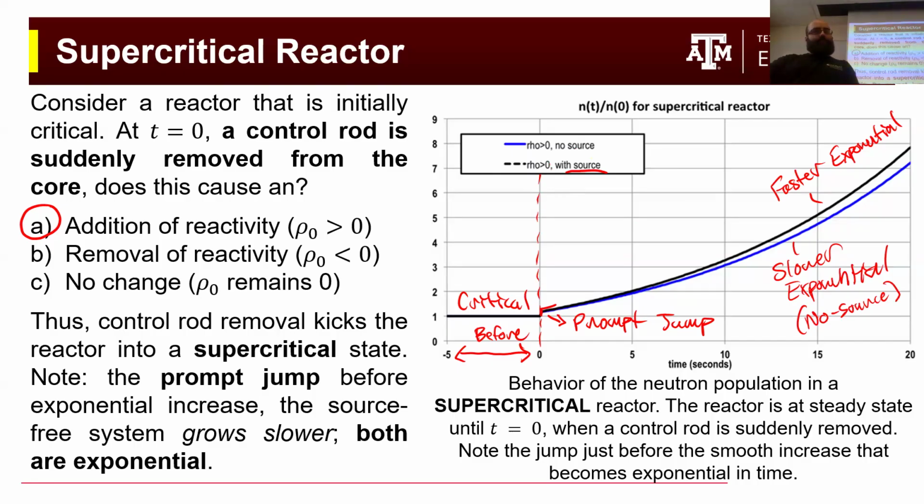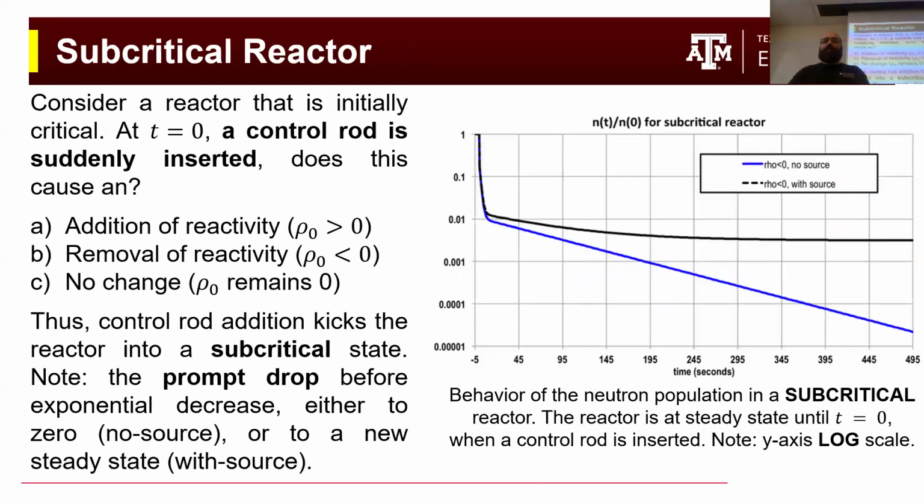And then the next natural thing to consider is a reactor that is subcritical. So again, initially at time 0, we're critical. The axis is kind of messed up here, but basically time 0 is right there. And so here at time 0, we are inserting a control rod. So it's kind of like the opposite story as before.